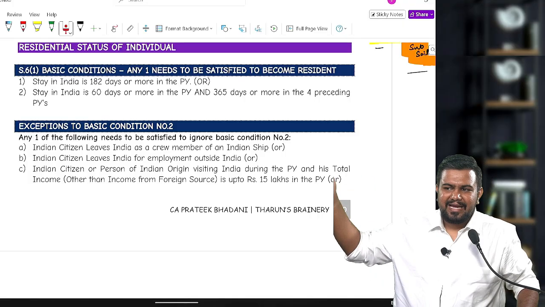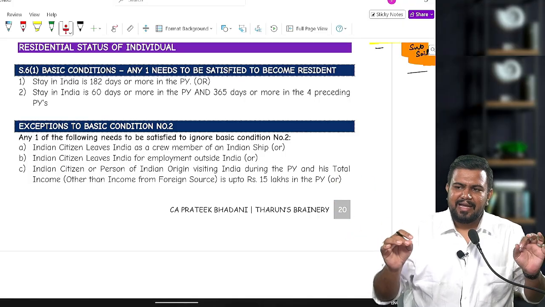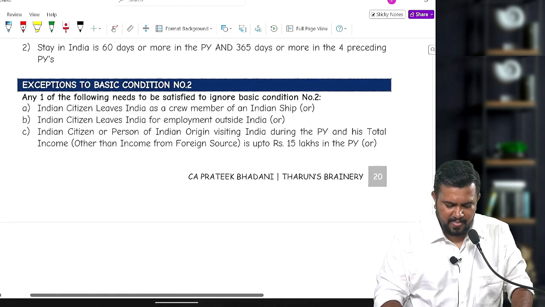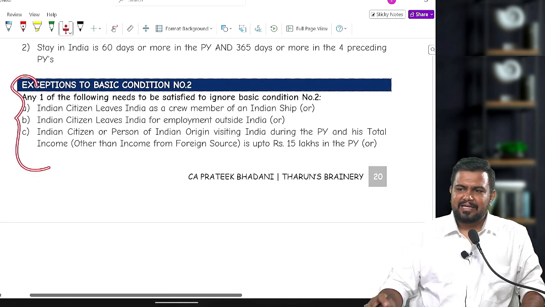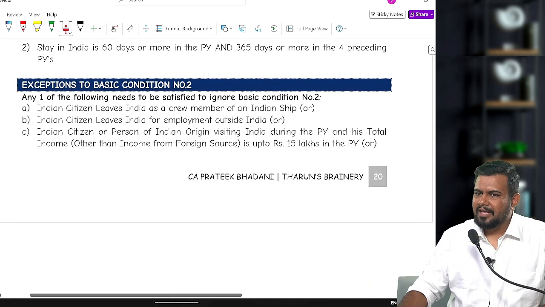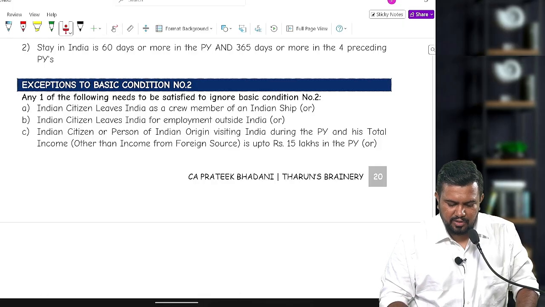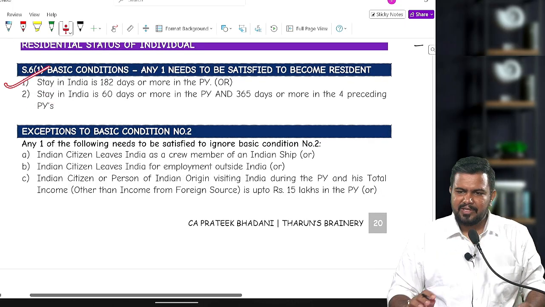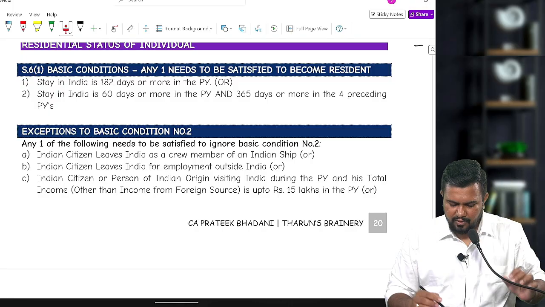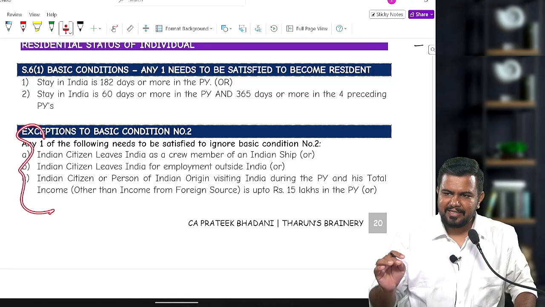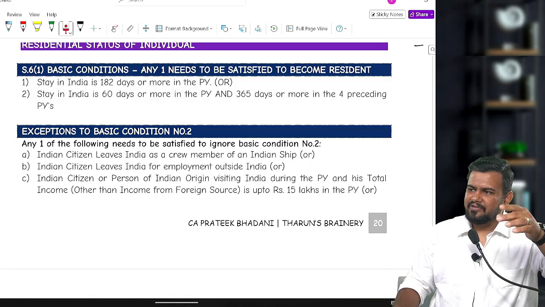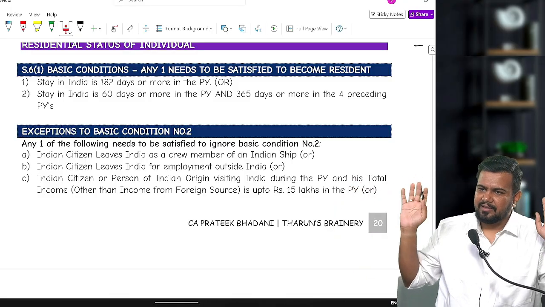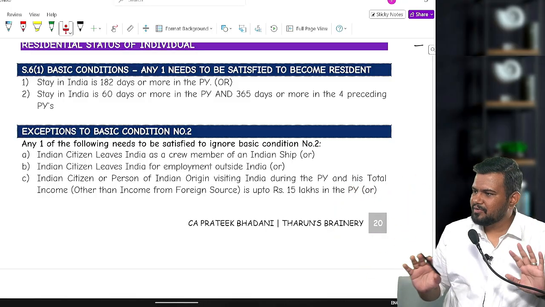However, for the second basic condition, there are certain exceptions. Exceptions means what? If a person is covered in any one of the exceptions, then for such a person, you need not see the second basic condition. You just see the first basic condition, that is enough. So for these persons, what did I say? If the first basic condition is satisfied, they are resident. If the first basic condition is not satisfied, they are non-resident. No need to see the second one.